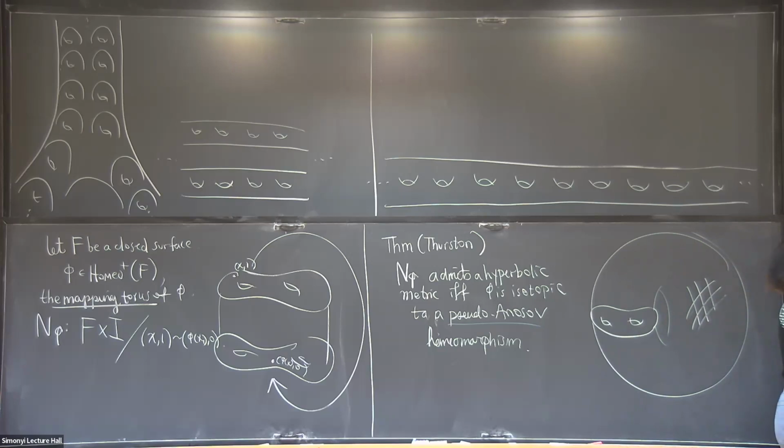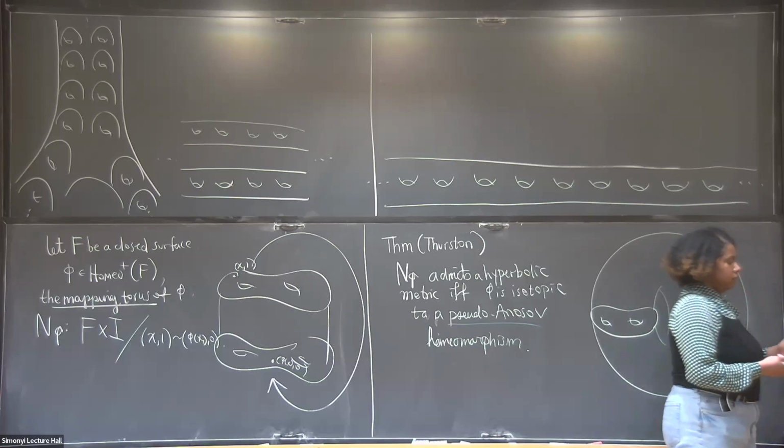But it does preserve a generalization of a multi-curve. It preserves a lamination on the surface. So phi actually preserves a pair of laminations, geodesic laminations, measured laminations, called the stable and unstable laminations of phi. I usually denote them by little lambda plus and little lambda minus.